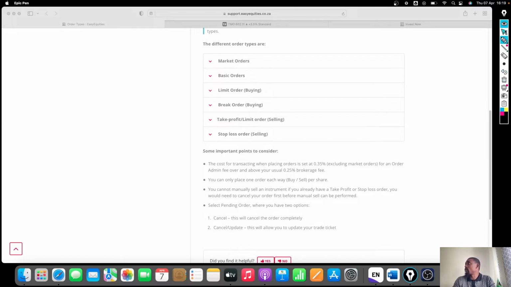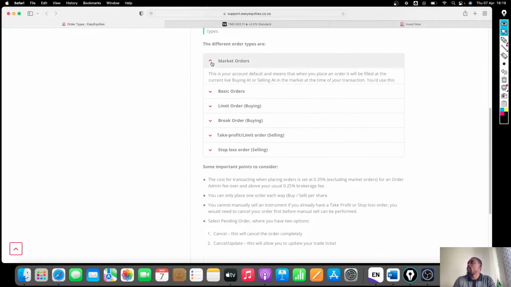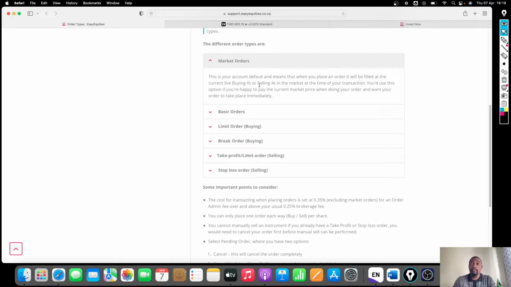Right, so now if you go through these orders, the normal order that most investors use: you just log into your EasyEquities account, you've already made up your mind that you want to buy ShopRite. It doesn't matter what share price ShopRite is trading at. Whatever price is available at that moment, you can just place an order, and then you will be able to buy your ShopRite shares. Then you are placing a market order.